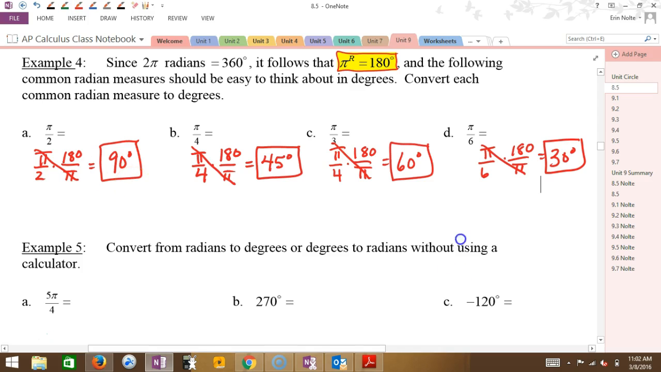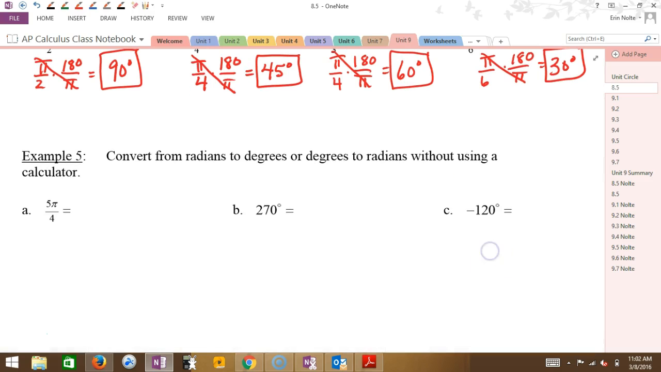If I go the other way, this time we're in radians, and I'm going to convert to degrees, so what ratio will I multiply by? It'll be the reciprocal of what I did before.